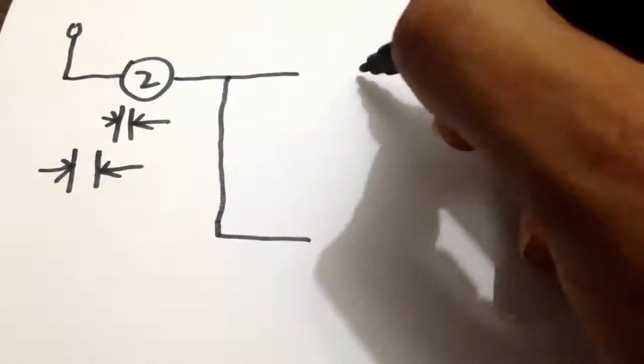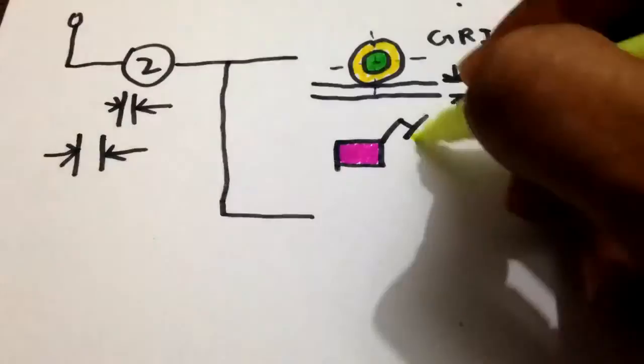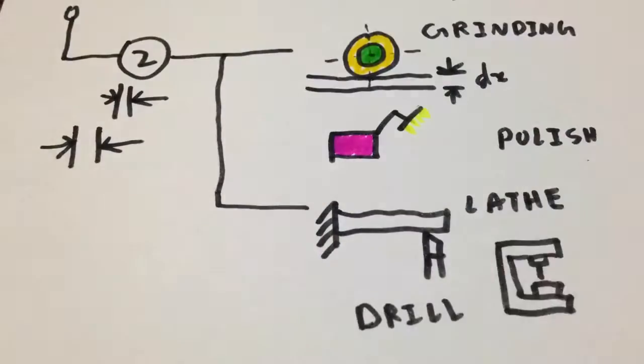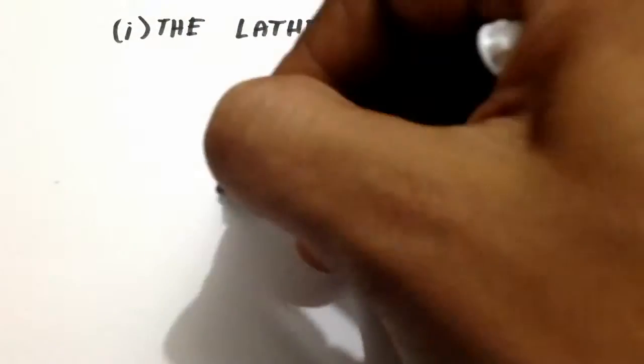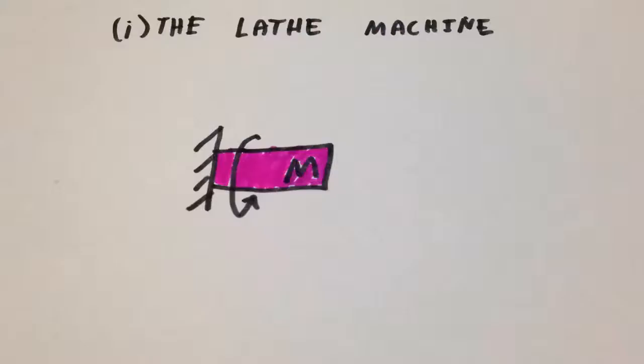Second, according to the size of chip removed: machine tools with small-sized chips like a grinding machine and polishing machine, or machine tools with larger-sized chips like lathe machine and drilling machine. When we speak about machine tools, one of the most important types is, first, the lathe machine, a machine tool which holds the workpiece securely between two rigid and strong supports while the workpiece revolves. The cutting tool is rigidly held and supported while being fed against the revolving workpiece.